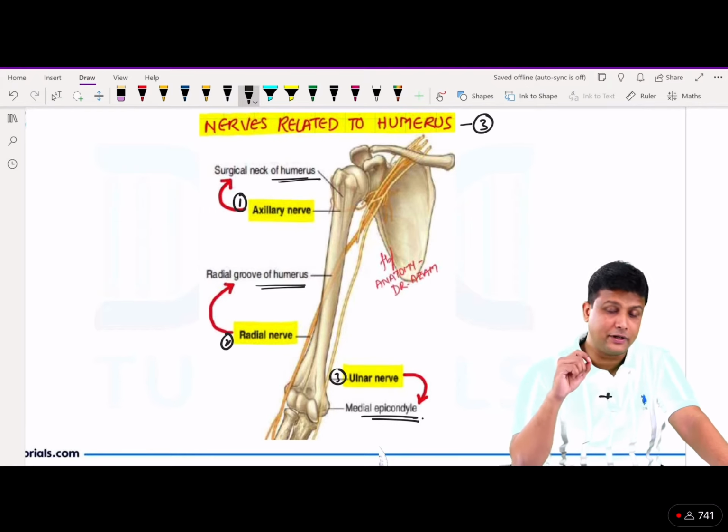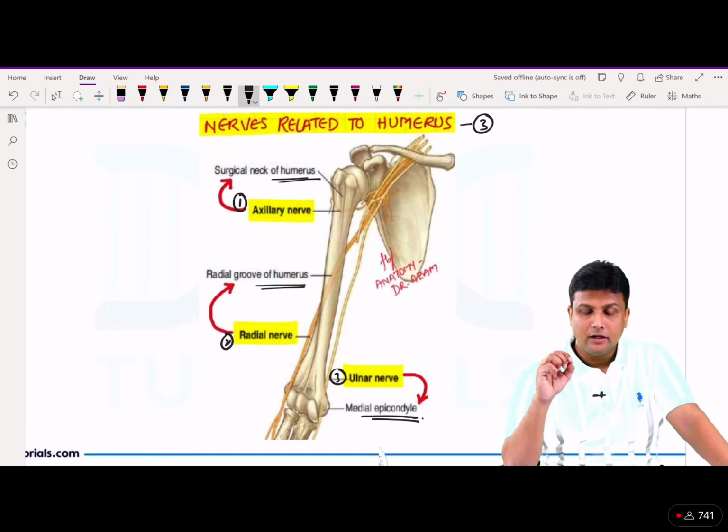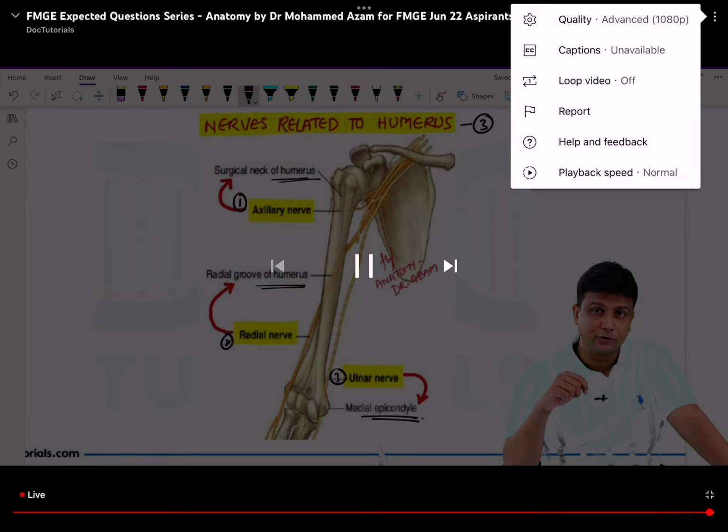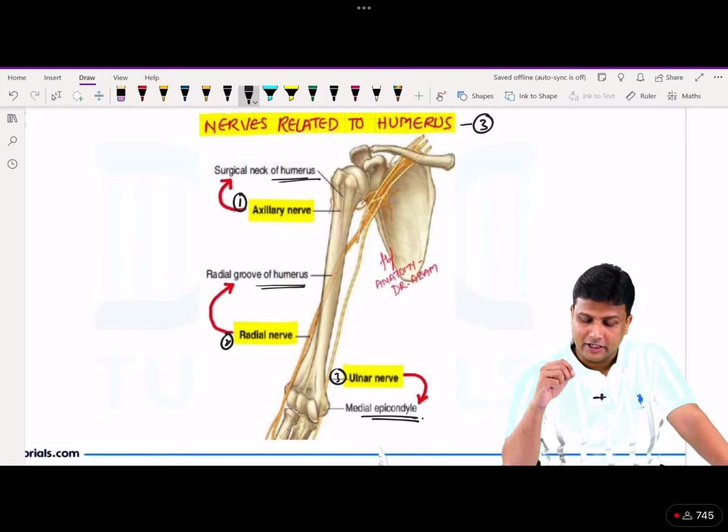The ulnar nerve is going to pass behind the medial epicondyle. So the axillary nerve is going to pass behind the surgical neck. The radial nerve is going to pass in the radial groove or the spiral groove, and the ulnar nerve is going to pass behind the medial epicondyle.